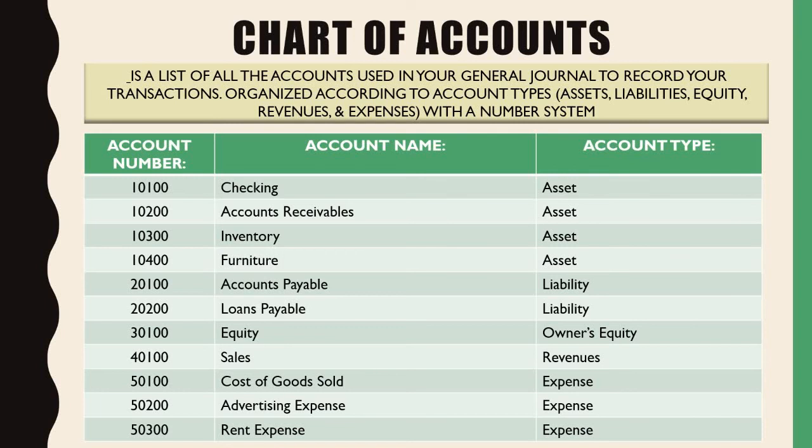So we're going to start off with, of course, the chart of accounts. So what is a chart of accounts? It is basically a list, okay, of all the accounts that exist in your company. So it's a list of all the accounts that are to be used in your general journal to recognize and to organize your transactions, okay, according to account type. All right? So it's organized by account type. Usually you'll have your assets first, then your liabilities next, then your equity, then your revenues, and then lastly your expenses.